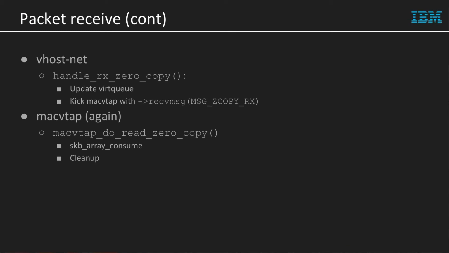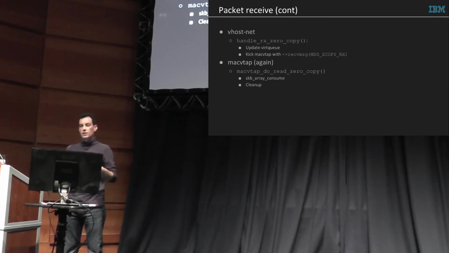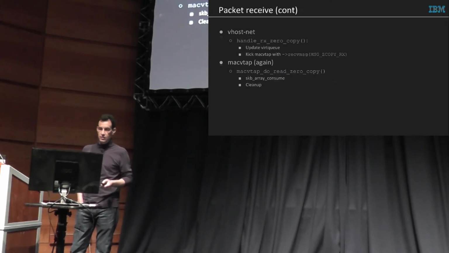At vhost.net, there's some manipulation between page data and virtio descriptors and some level of translation. And after the translation is done and virtio descriptors are ready, Mac VTAP is notified again, and it performs the final cleanup because the SKB is not needed anymore, and the guest already sees all the packet data as it arrived.